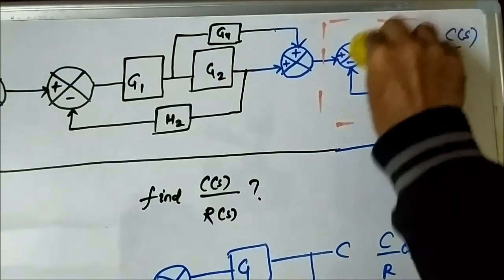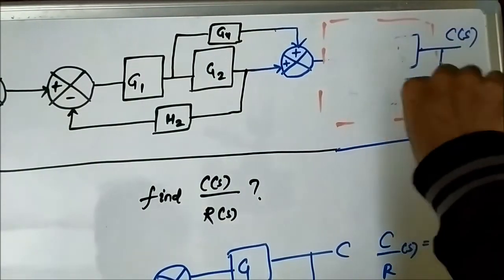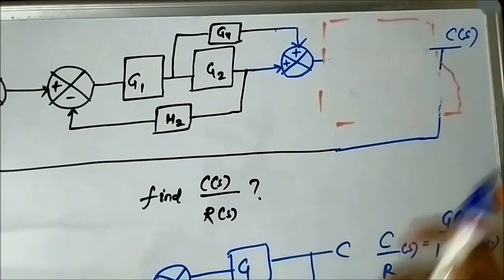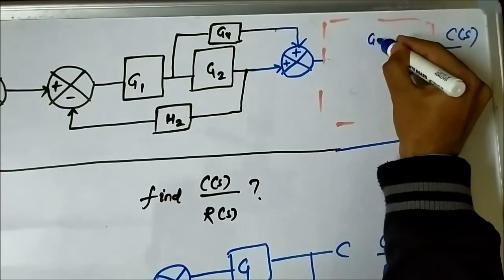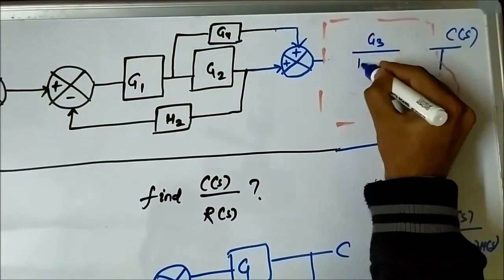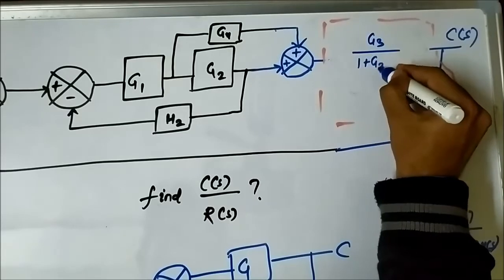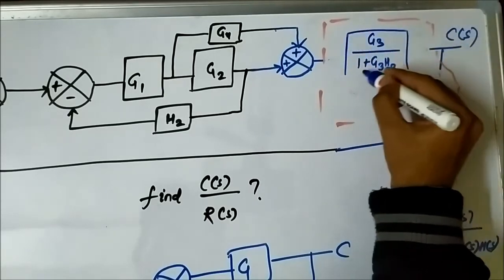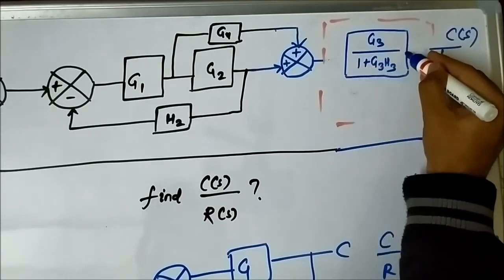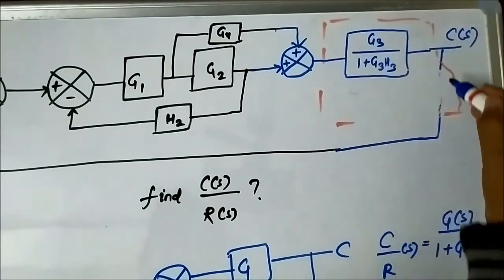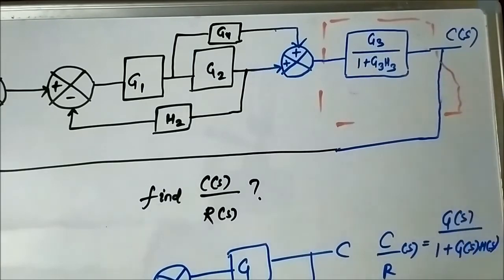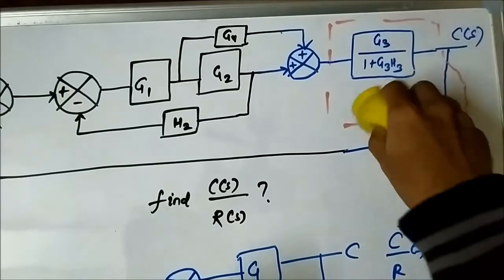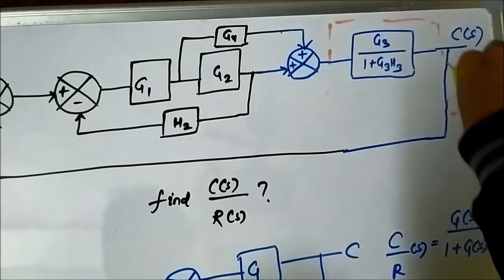So let us convert it into one block. This gets converted into one block. This much portion is solved. We can remove this part.